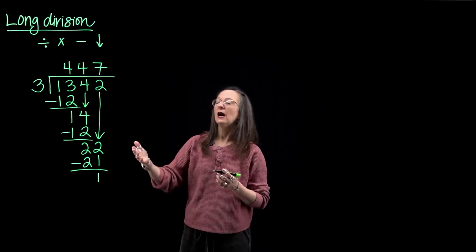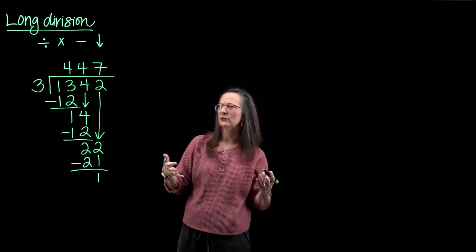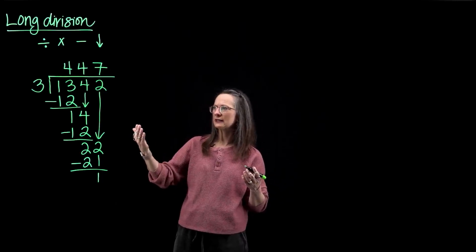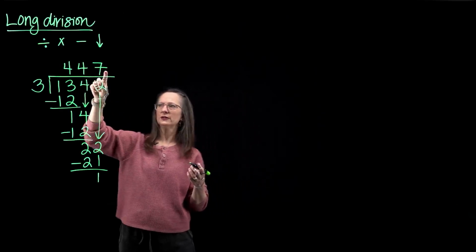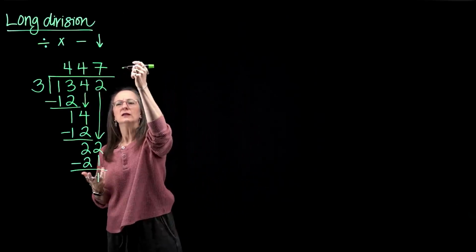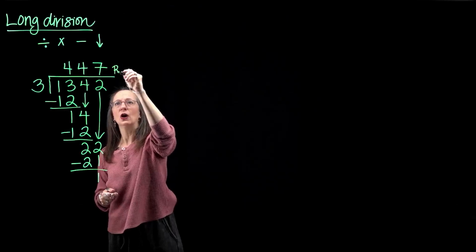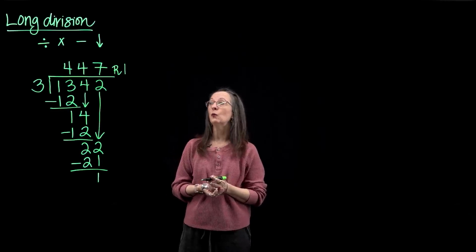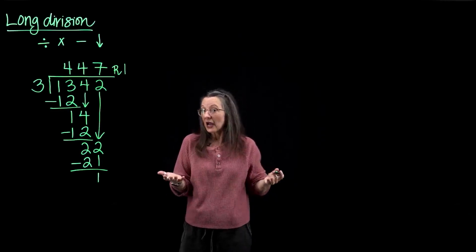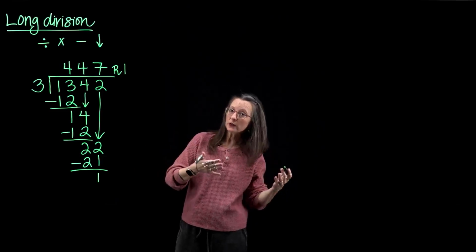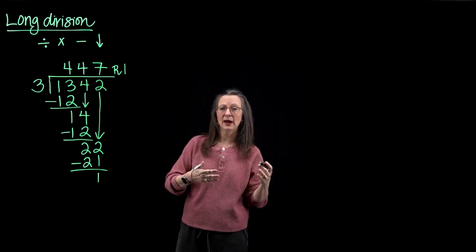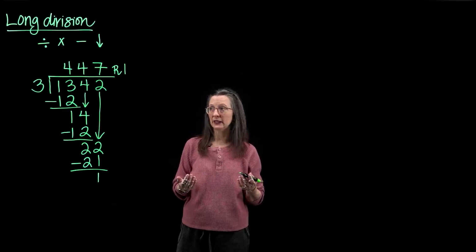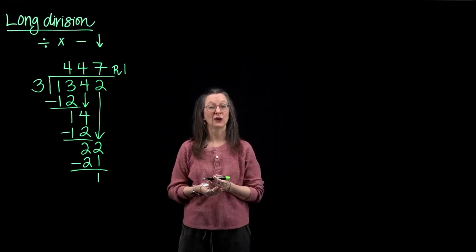Okay, I don't have any more digits to bring down, so we need to interpret the answer that we have here. Now, at one point in your elementary school years, you might have written this answer as 447 and then using an R1 to indicate that you had a remainder of 1. That's accurate, but now that we're a little bit more advanced in our math, we're going to write it slightly differently. We're going to write it as a fraction.